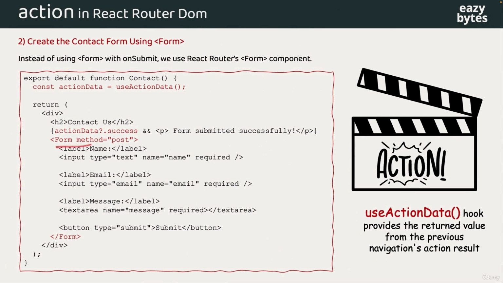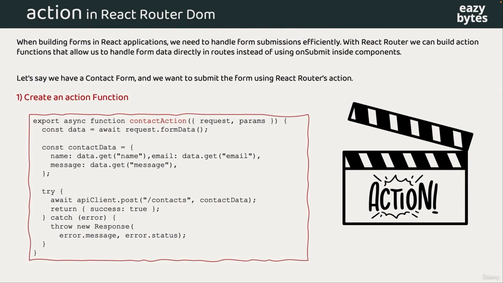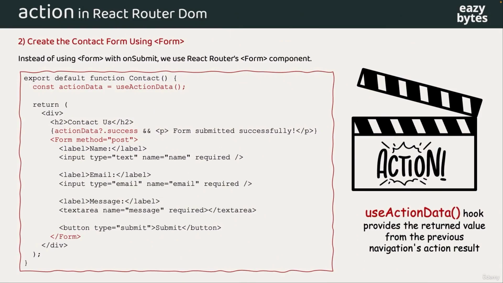So here, I'm using the same. To this Form, we need to mention the method as post. The data that is returned by the action function, for example, here we're returning a value success as true, can be read with the help of the useActionData hook. This is going to provide the return value from the previous navigation's action result.